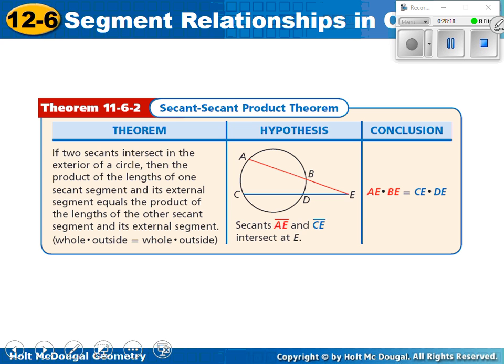Okay, here's your last theorem here. Number 16. Now what happens if those lines intersect outside the circle? It could be you have 2 secant segments. It could be that you have a secant and a tangent. It could be that you have 2 tangents, which we already know. Either way, it's going to be the same rule. Here's the rule. It is whole times outer part equals the whole times the outer part. Whole equals whole.